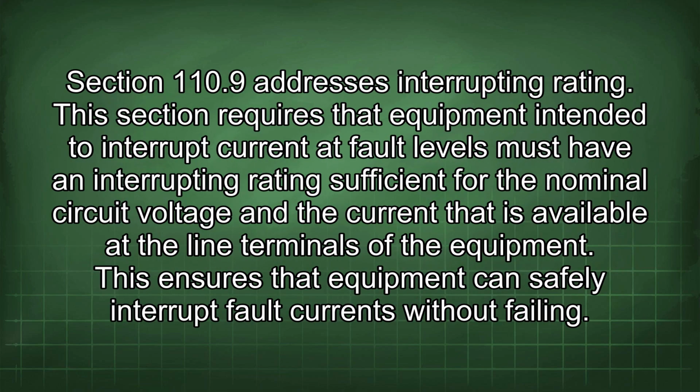Section 110.9 addresses interrupting rating. This section requires that equipment intended to interrupt current at fault levels must have an interrupting rating sufficient for the nominal circuit voltage and the current that is available at the line terminals of the equipment. This ensures that equipment can safely interrupt fault currents without failing.